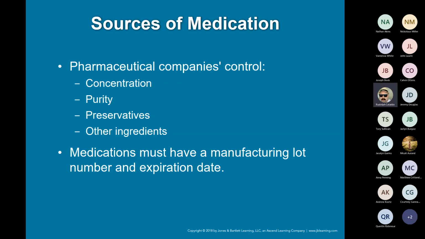All meds will have a manufacturing date, a manufacturing lot number, and an expiration date. Generally, the manufacturing date only comes on the case, not the individual vials. The lot number and the expiration date comes on each individual vial. That's how we check to see if a med's expired, obviously.